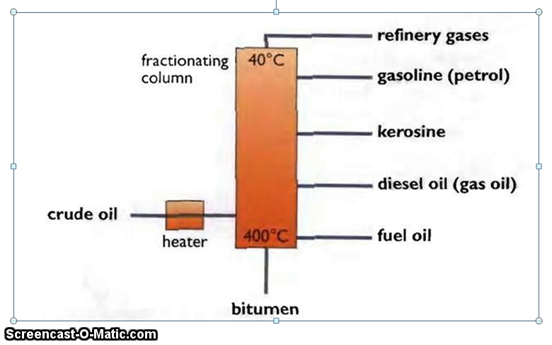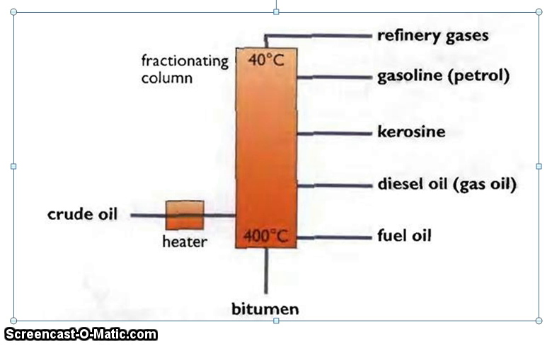Fractional distillation is the process of separating the hydrocarbons from the crude oil. To do so, the crude oil is passed through a heater. This heater heats the crude oil to temperatures in excess of 400 degrees Celsius. Then, the evaporated crude oil is placed in a fractionating column.